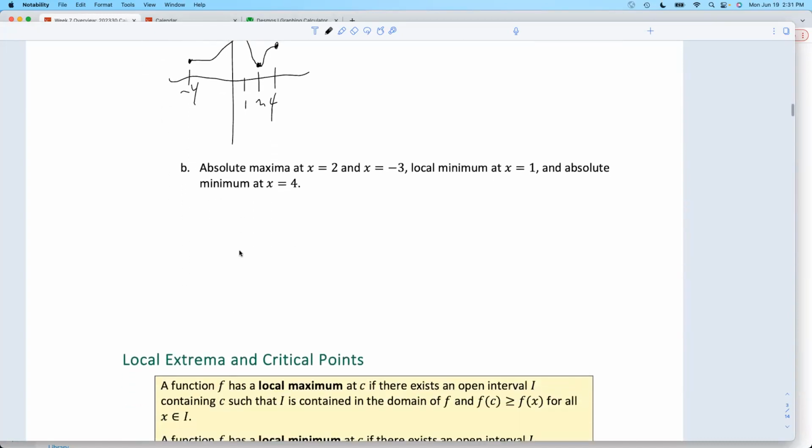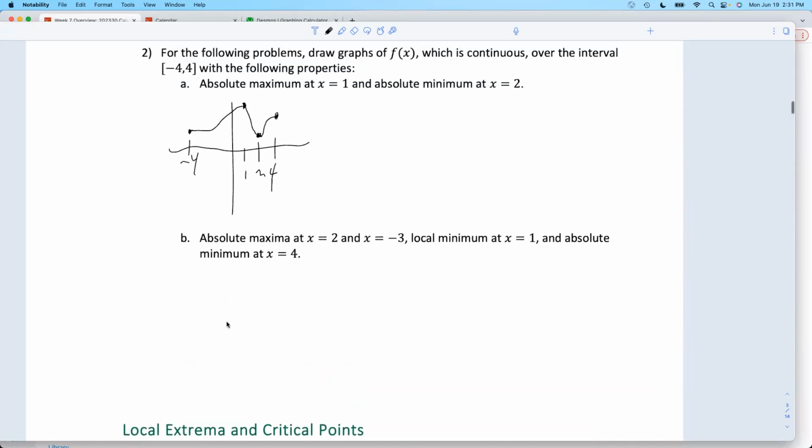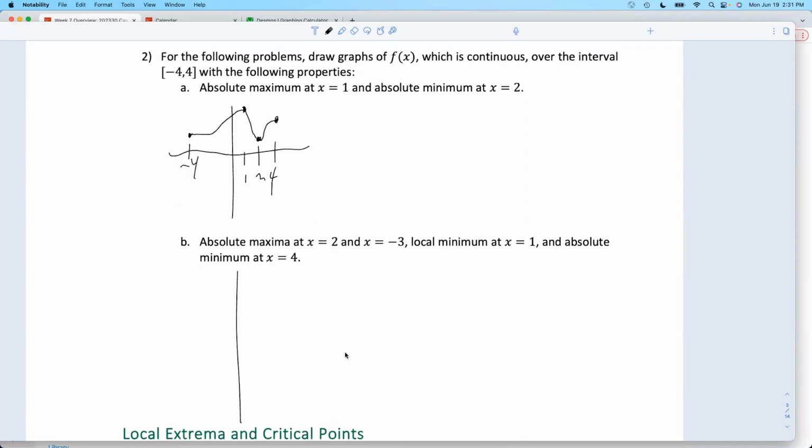Okay, here, let's do one more. We're still defined from -4 to 4. Okay, my absolute maximum is at 2. So that's going to be my max. Everything's going to be lower than that value. My absolute minimum is at 4. Maybe I'll make this one negative. So that's going to be my lowest point right there.